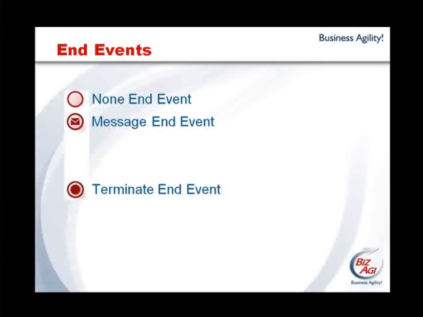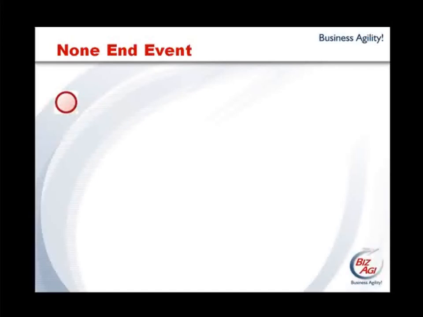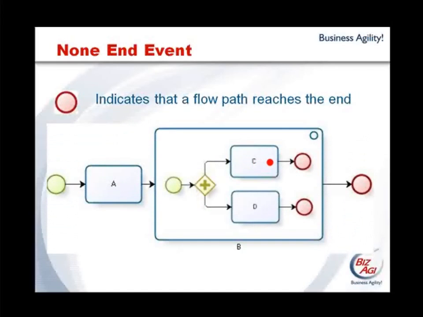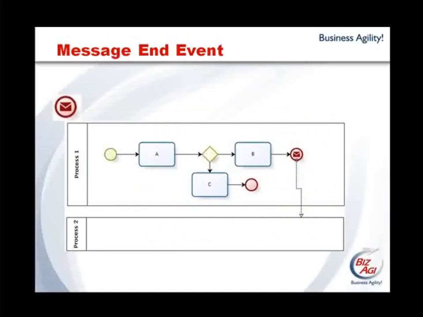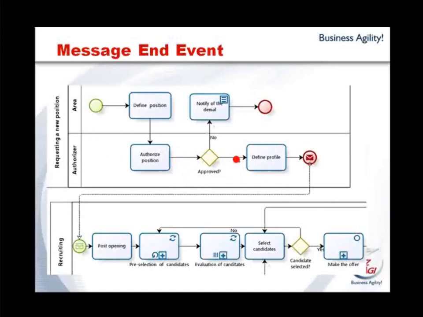The none end event indicates that a route of the process has reached its end. For this reason, a process can only finish when all the routes of the flow arrive at an end. The message end event indicates that a message is sent to another process when the process arrives at the end. It is possible to show within the diagram the interaction between the processes by means of message lines.